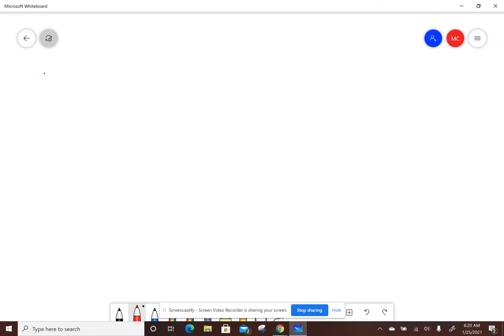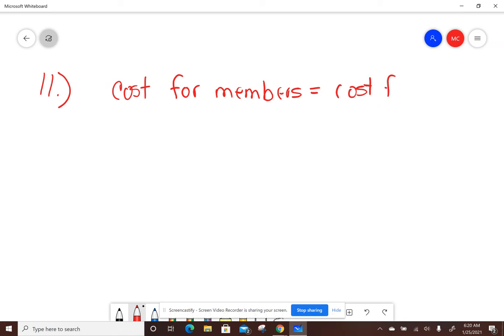Okay, number 11 says the membership fee for joining a camping association is $55. A local campground charges members $40 per night and non-members $45 per night. After how many nights is the cost the same for members and non-members? Okay, so they want to know when the cost for members equals cost for non-members.